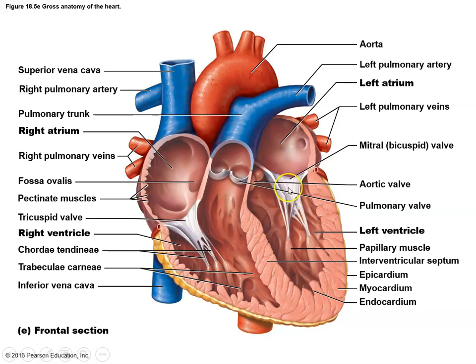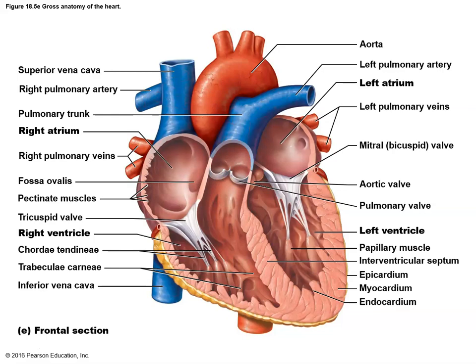We go through another valve. This one's called the bicuspid valve, sometimes labeled as the mitral valve. I'm old-fashioned, and I like the word bicuspid because that keeps us with the same kind of terminology that we were using with the tricuspid.